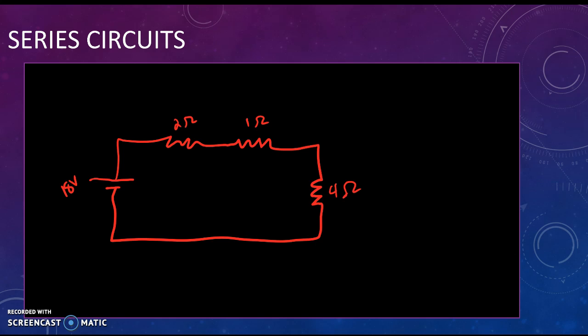The first type of circuit, the simplest type of circuit that we're going to talk about, is a series circuit. In a series circuit, we have the resistors, and they're all lined up back to back to back. In other words, there's only one path through this. All the current has to go through each resistor. There's no other pathway. You can't get around these resistors at all.